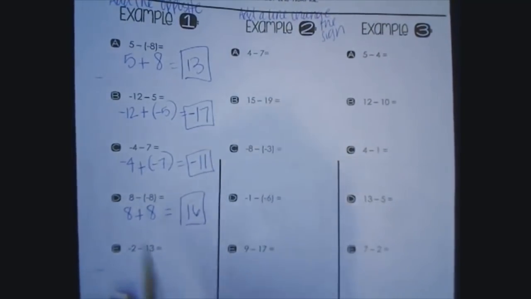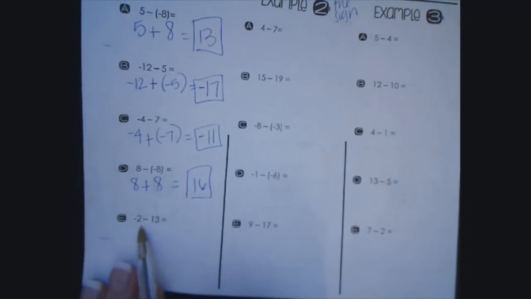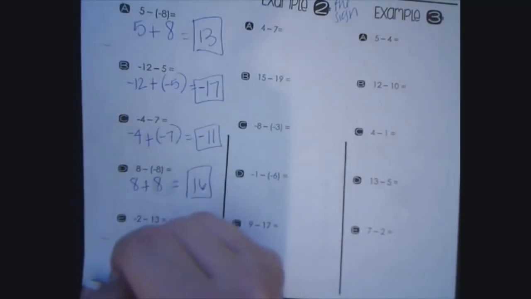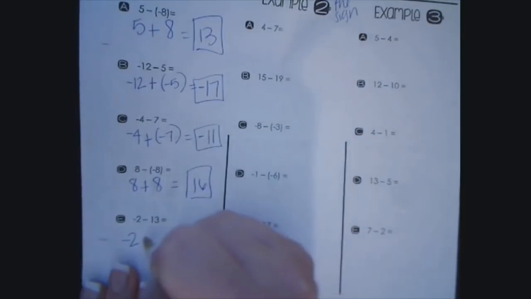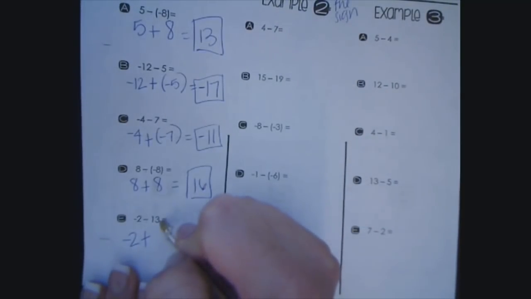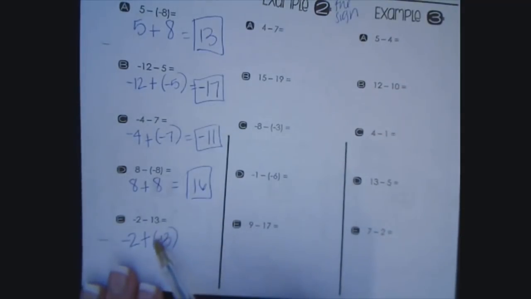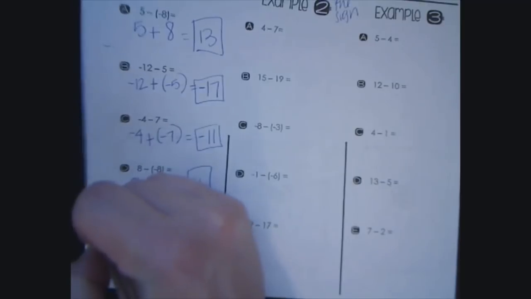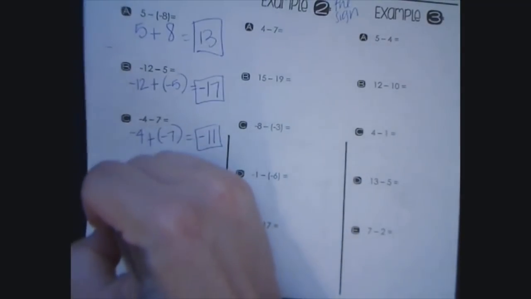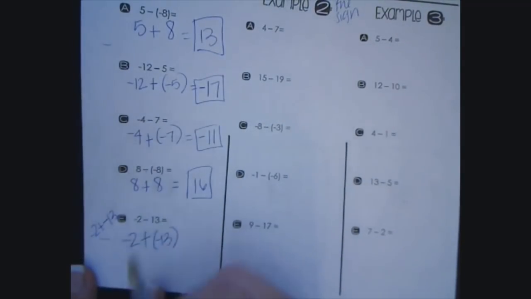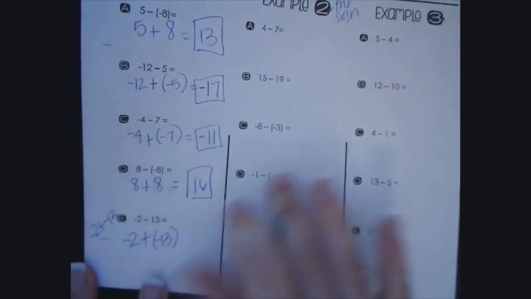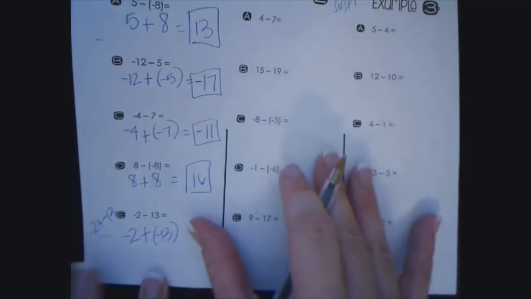Letter E. Negative 2. And then add the opposite. What's the opposite of positive 13? Negative 13. And the reason, guys, I write the parentheses around this is so it doesn't look all like negative 2 plus minus 13. That can get really confusing. So I keep the parentheses around it to just show that that's a negative 13.